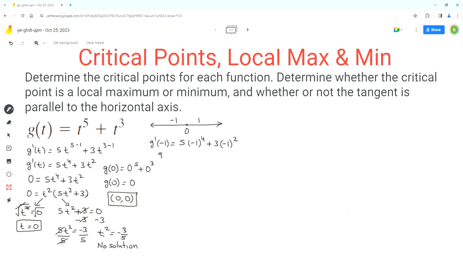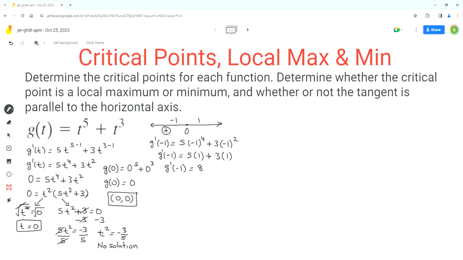Now we have to simplify this equation. So -1 exponent 4 is 1, and then -1 exponent 2 is 1. So now we can evaluate it. So we'll get a positive result. So 5 times 1 is 5. So 5 plus 3, which is 8. So that means the function is increasing on the left side of t equals 0. So we got a positive result for prime of g.